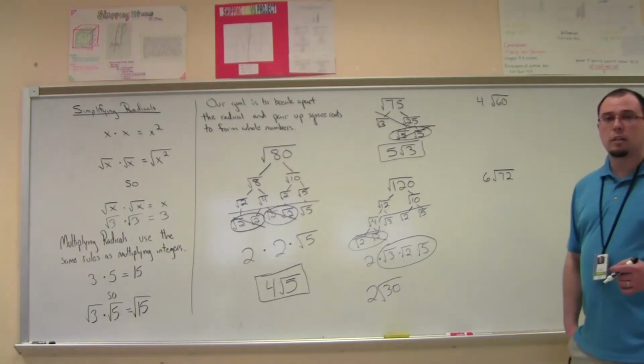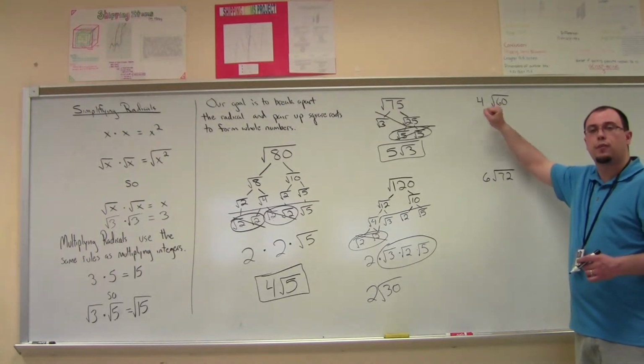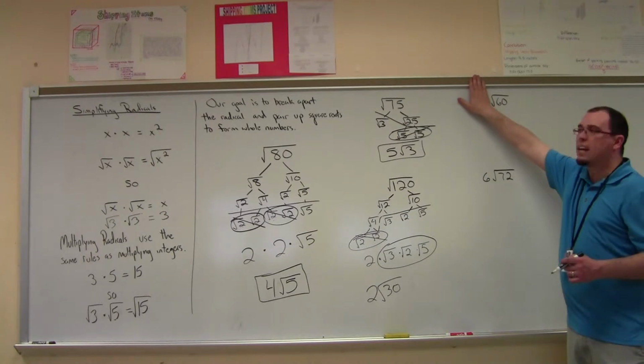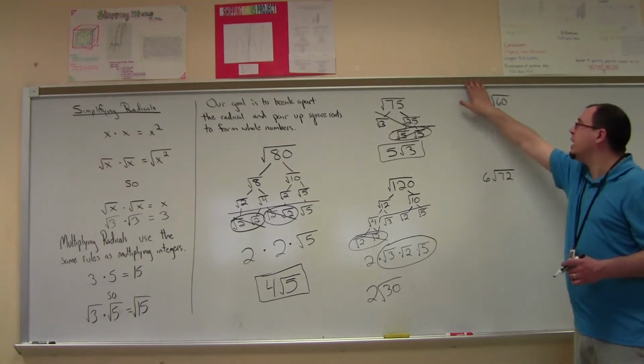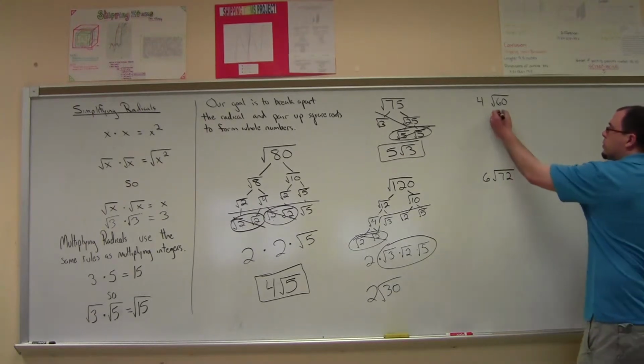The final 2 that I'm going to show you today, you'll notice, has a coefficient. It's going to have a number in front of it. What I am going to ask you to do is to break down the radical like that's not there, and then at the very end, multiply the whole number in front by whatever the coefficient was. So, square root of 60.